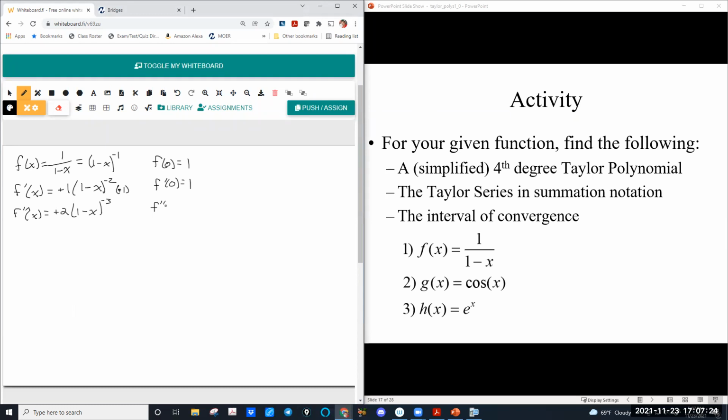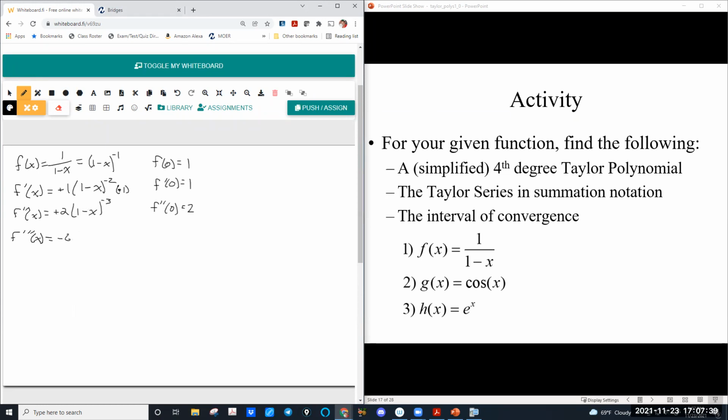f double prime of 0 then is positive 2. You're going to see a pattern start to emerge here. We talked about that last time. When you see these patterns, you're going to end up doing a lot of these a lot quicker.